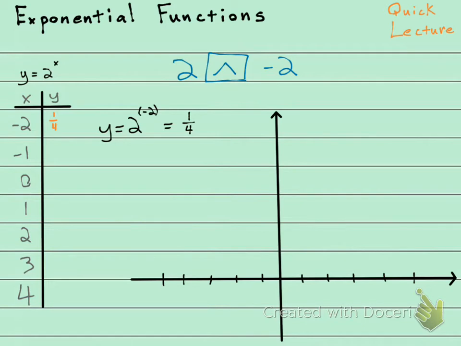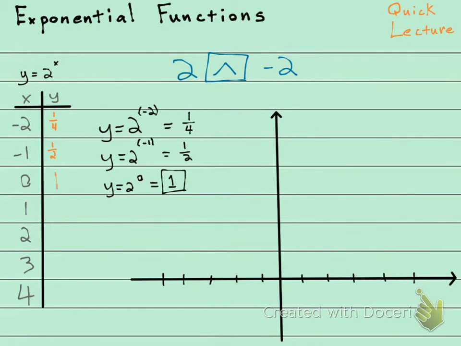All right, let's plug in a -1. Y equals 2 to the power of -1. Going to give us 1/2. So -1, 1/2. Plug in a 0. Y equals 2 to the power of 0. What's anything to the power of 0? You can put in your calculator. You're going to find out it's 1.